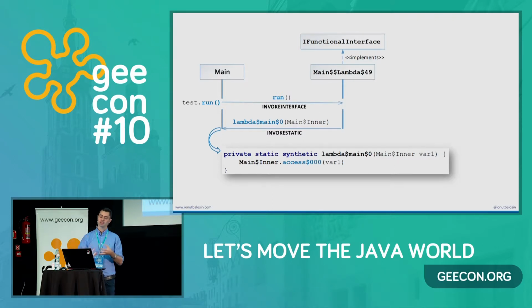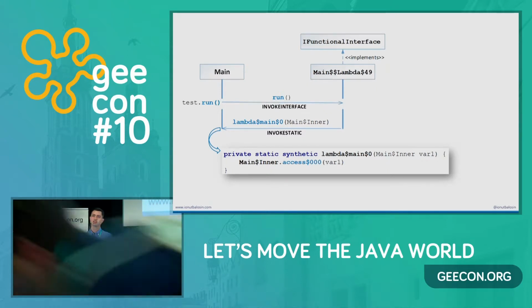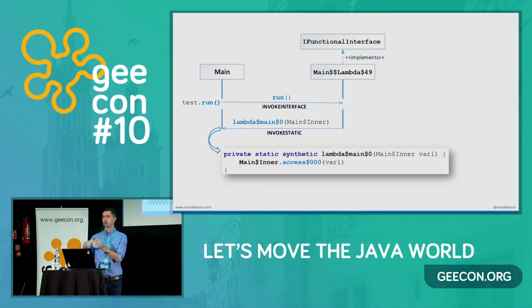You might wonder, what is this $000? Recall, we used a private method. So every time you refer to private methods from other classes, javac automatically adds these access methods in order for us to be accessible from the outer scope, because for the JVM there is no notion of the inner class. So this is the trick.